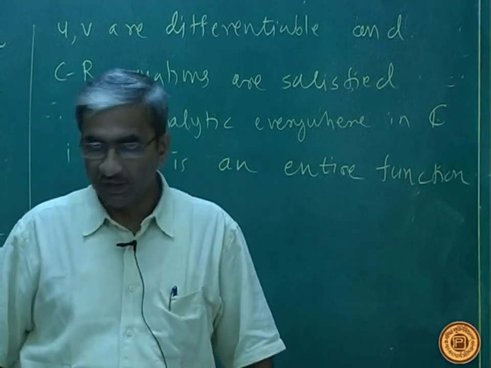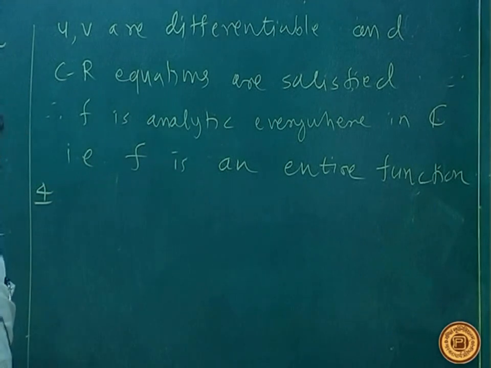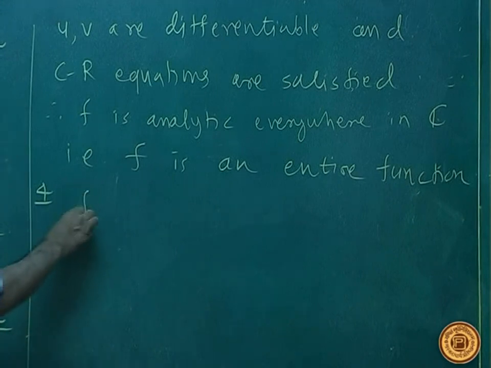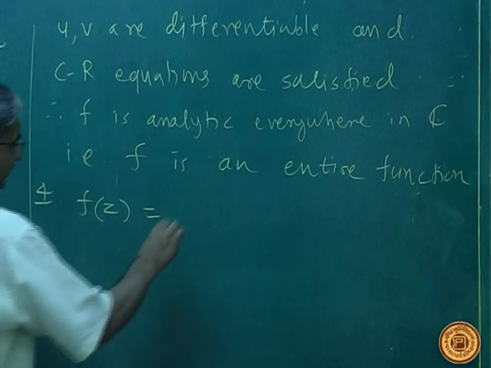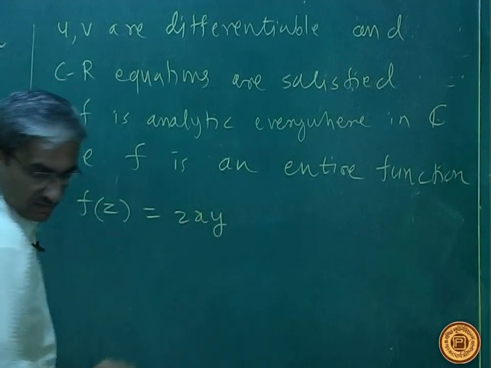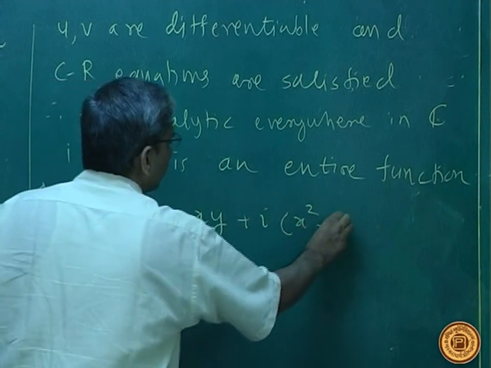See example number 4 now. Next example that I have written there in the notes. f(z) equal to, again it is defined in terms of u(x,y) and v(x,y). So f(z) is 2xy plus i times (x squared minus y squared).